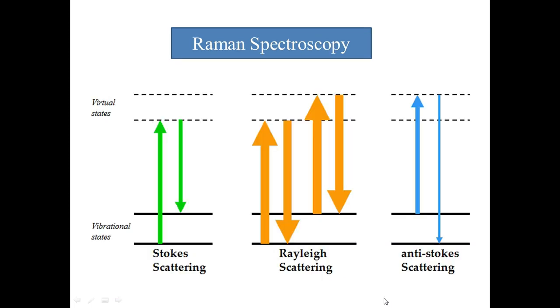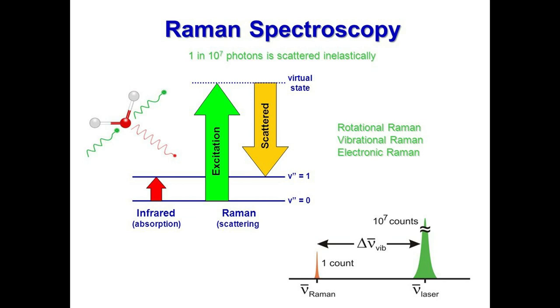In Raman spectroscopy, there are vibrational states and virtual states. We collect the Stokes scattering, Rayleigh scattering and anti-Stokes scattering. In Raman scattering, about one in 10 to the power 7 photons is scattered inelastically. So this is the excitation and scattering of Raman scattering.